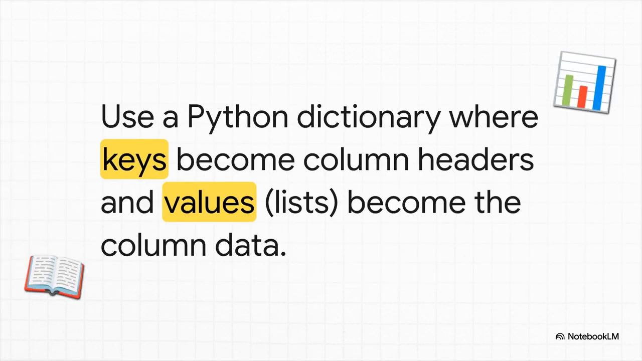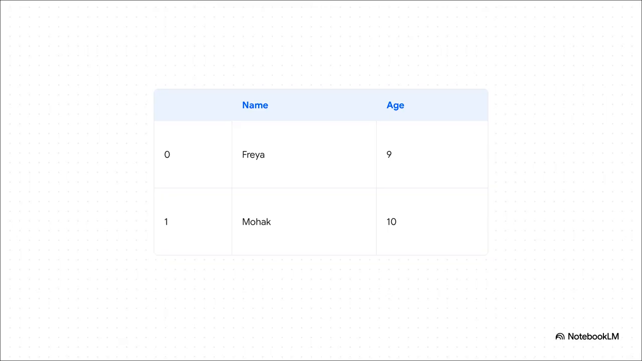Creating a data frame from scratch is also super intuitive. Probably the most common way to do it is to organize your data by column. So here you can see we're basically telling Pandas, hey, I've got a name column with these names in it, and I've got an age column with these ages. And then Pandas is smart enough to just stitch them together using your labels as the column headers. And boom, just like that, you get a perfect table.